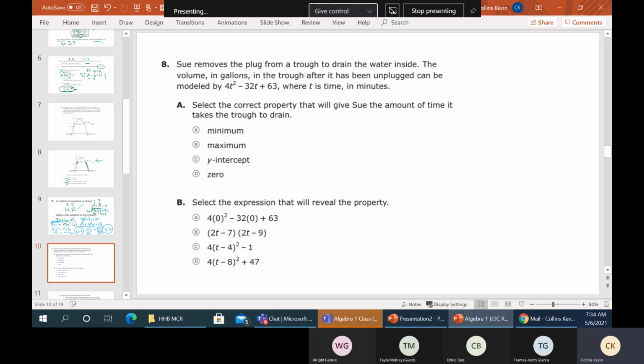Well, when the water is at a maximum, that is when T equals 0. That's when time equals 0. So she hasn't taken the plug out yet. Okay. So if time equals 0, we don't really know how much time it's going to take to drain at that point. So we can probably cross that guy off. All right, so what else are we looking for?